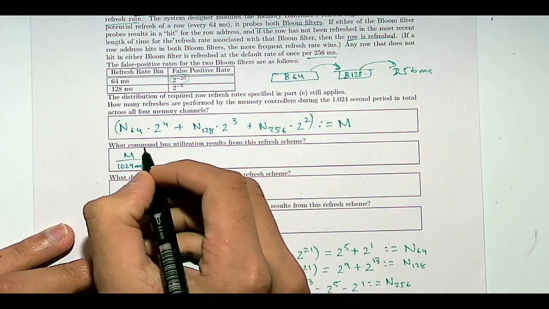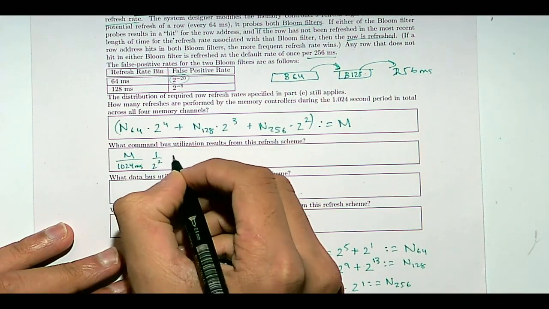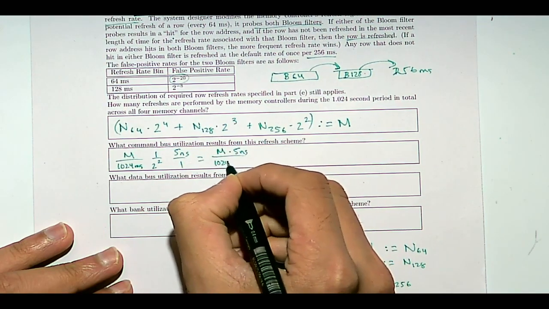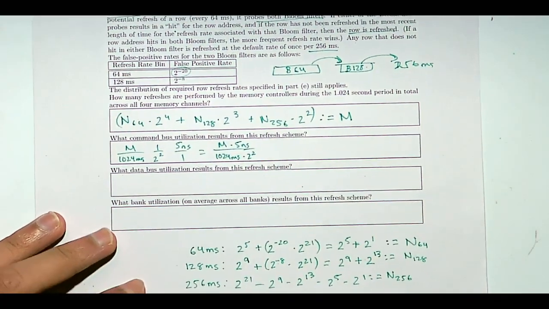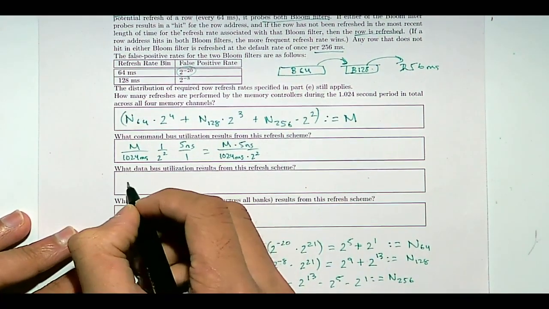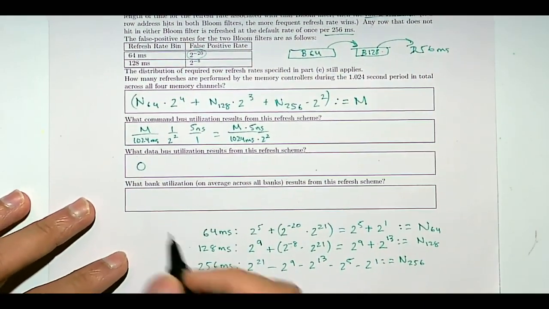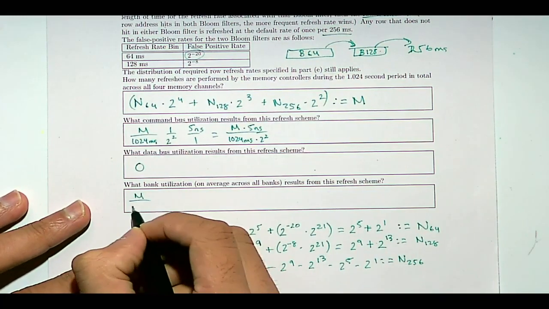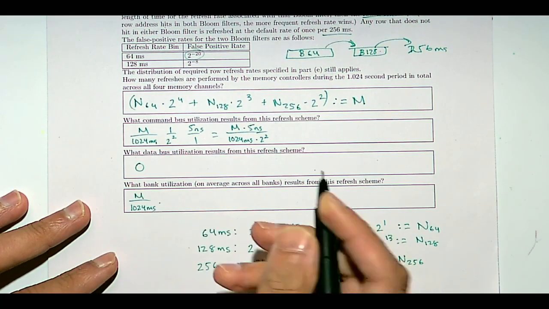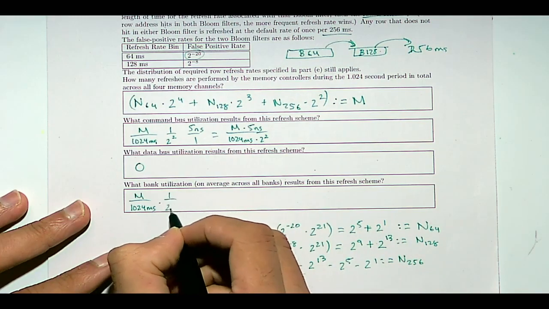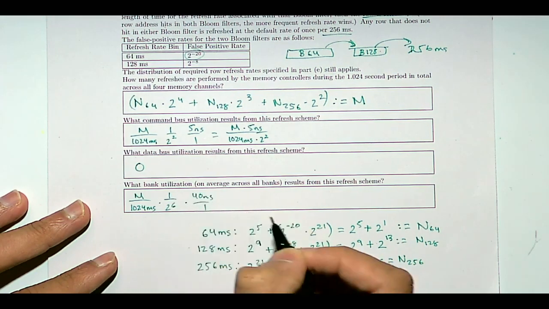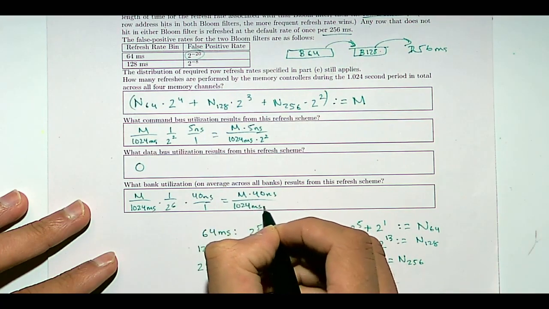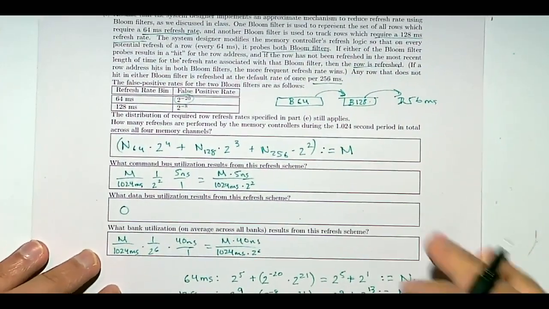And again, it's the same thing, right? Command bus. So we have 4 channels in the system, and then we have 5 nanoseconds per refresh. And so we end up with M times 5 nanoseconds over 1024 milliseconds times 2 to the 2, right? For data bus utilization, again, we don't touch the data bus for this scheme, so it's still 0. And for bank utilization, same sort of thing as before, right? We have M operations per 1024 milliseconds times, so here we have 2 to the 6 banks times 40 nanoseconds per refresh operation. So M times 40 nanoseconds over 1024 milliseconds times 2 to the 6, right? And so that's essentially the last part of the question.